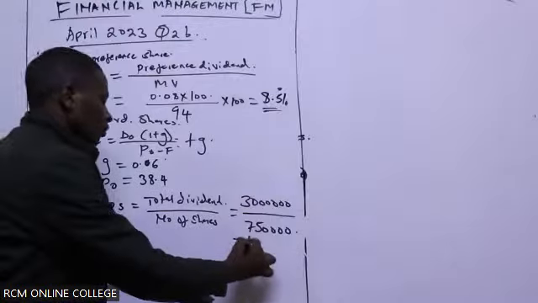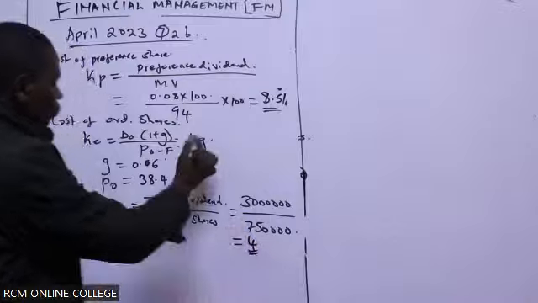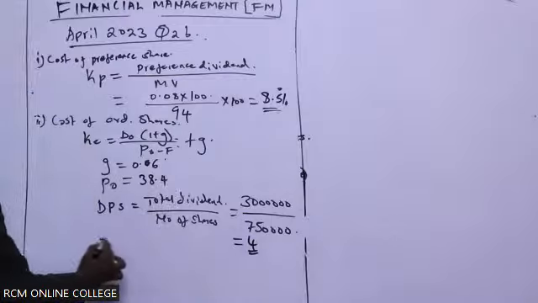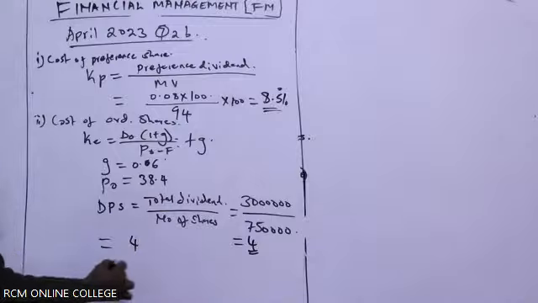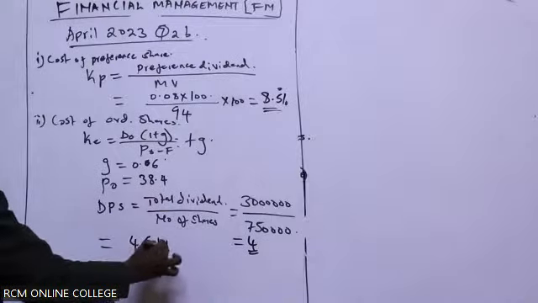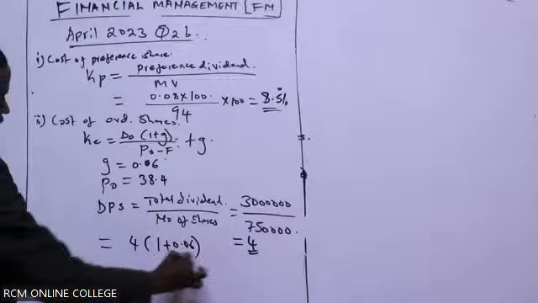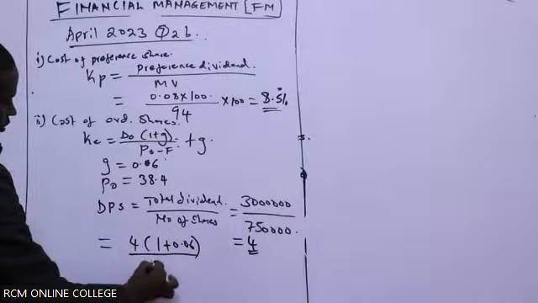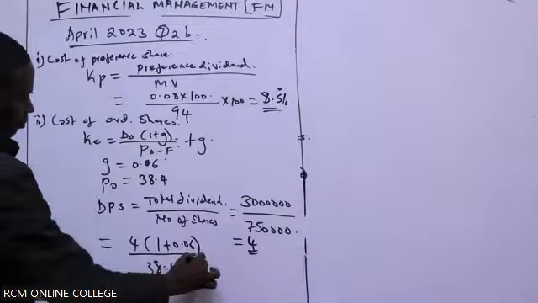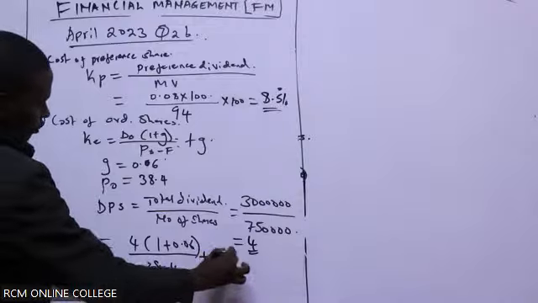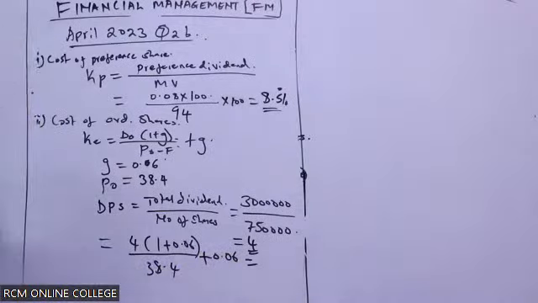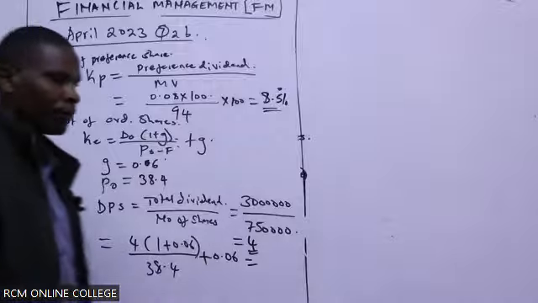4 shillings. So with that, we are now able to compute our KE. You can just put 1 plus 0.06 divided by 38.4. We have no flotation, and then we add 0.06. What will be our KE?